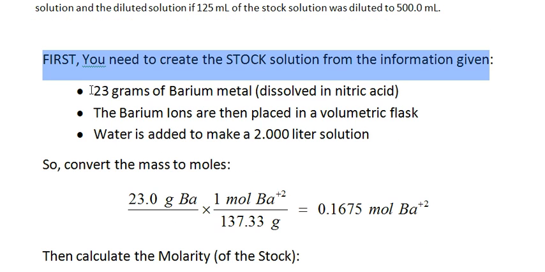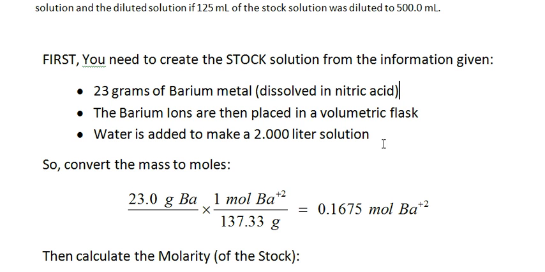So the question said that we had 23 grams of barium metal dissolved in nitric acid. Now in this question, you did not receive any information about the volume of the nitric acid, which is okay, because if you do or you don't, you ignore it. In other words, when we find concentration or molarity, the only thing that we care about is the total volume or the final volume at the end of the question, not what volumes go in to make this liquid. It's only the final volume at the very end. Also, the barium ions are then placed in a volumetric flask and water is added to make a 2-liter solution.